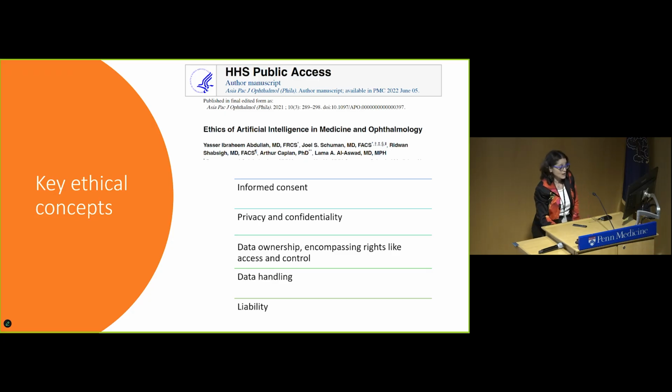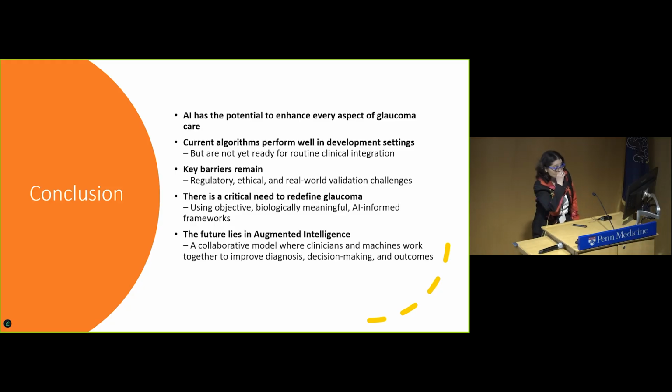And of course, ethical concepts are very important because we don't know who owns the data, whether the patient agreed to the use of the data or not, and data handling and liability. So in conclusion, AI has the potential to enhance every aspect of glaucoma. Current algorithms perform well in development, but not in the real world. It is critical to redefine glaucoma, taking into consideration multiple aspects, and the future is going to be AI and humans working together to improve disease and data management and everything.